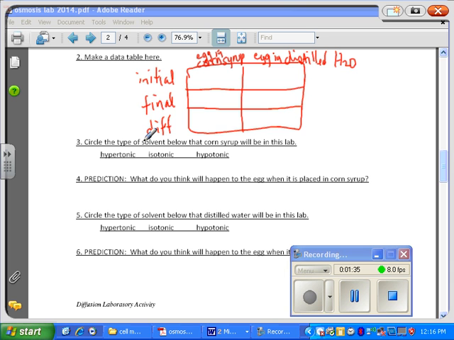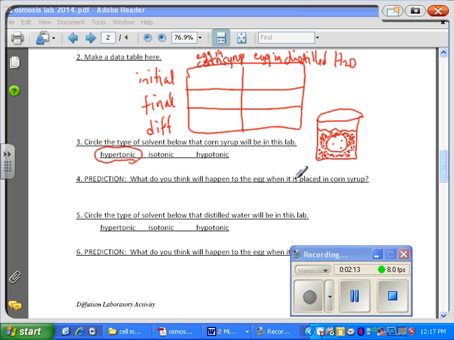Circle the type of solvent below that the corn syrup will be in this lab. You're going to have a beaker, and you're going to put an egg into it after you weigh it. Then you're going to pour corn syrup on top of it. The corn syrup has just a ton of dissolved stuff in it, and all that dissolved stuff is sugar. The word for having more is hyper, like hyperactive. That's a kid with a lot of energy. Hypertonic means you have a ton of dissolved stuff. You have a little bit of dissolved stuff in the egg, but you have a ton of dissolved stuff in this corn syrup. So that means it's a hypertonic solution.